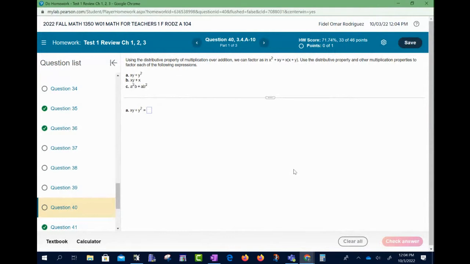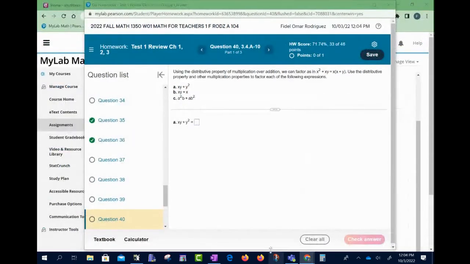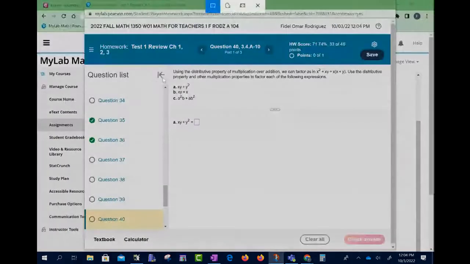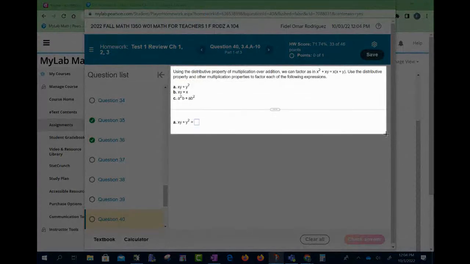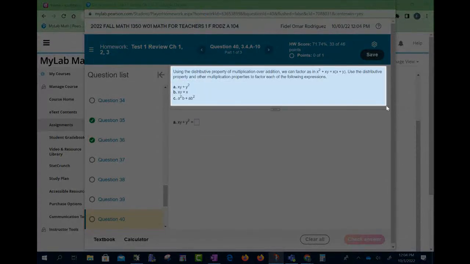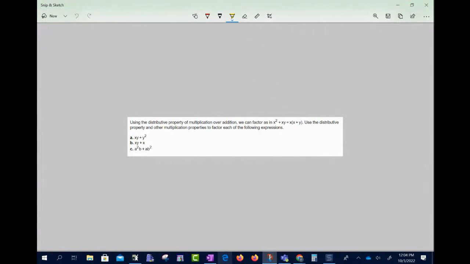Okay, so it says, using the distributive property of multiplication over addition, we can factor x squared plus xy into x times x plus y. So what we're going to do is use the distributive property here. Okay, guys, one thing I want to mention, I told you guys that when I made the test, I picked 27 questions. And I picked those 27 questions directly from these 46.